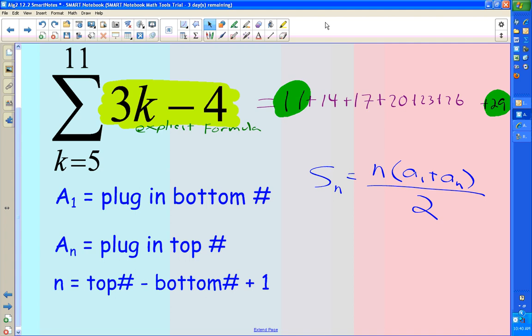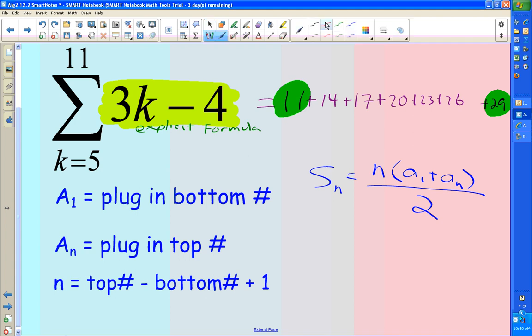And then to find out how many terms there are in the sequence, take the top number, subtract the bottom number, and add 1. What do you get when you do that? 7. That's how many terms there are in the sequence. Top minus bottom plus 1.